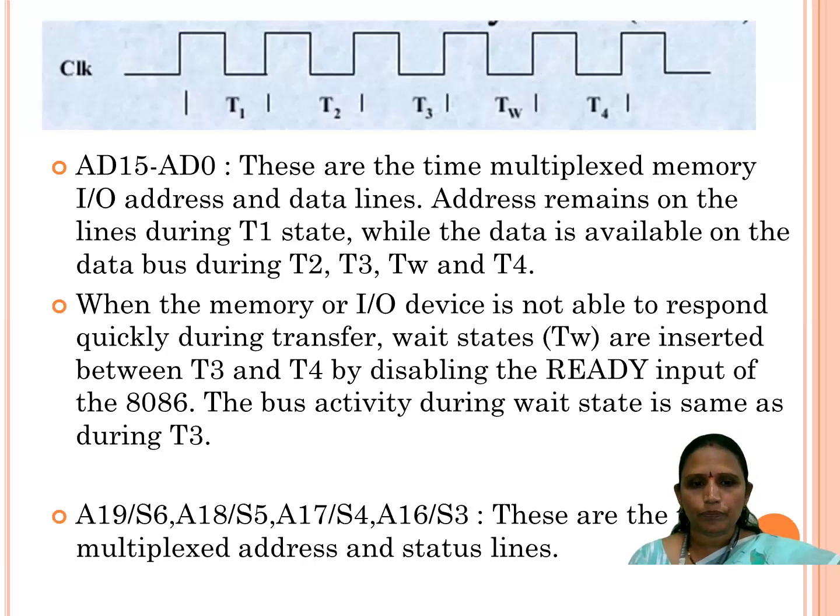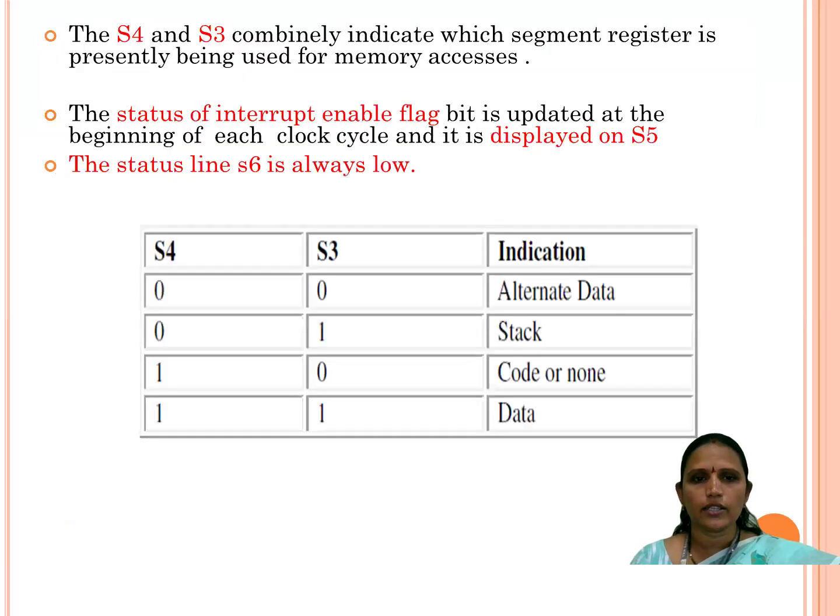And coming to the address lines, that is A16, A17, A18, A19. These are all multiplexed address and status lines. S3, S4, S5 and S6 are the status lines. S4 and S3 indicate which segment register is presently used for the memory access.